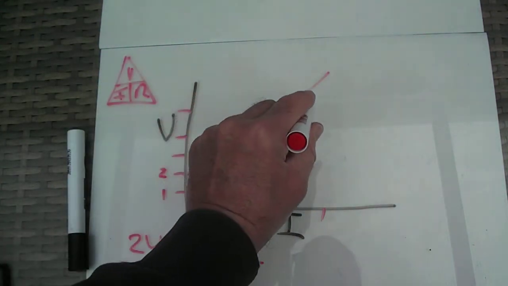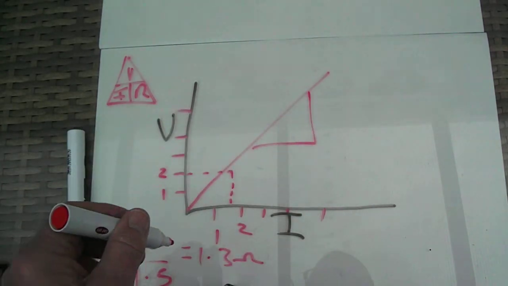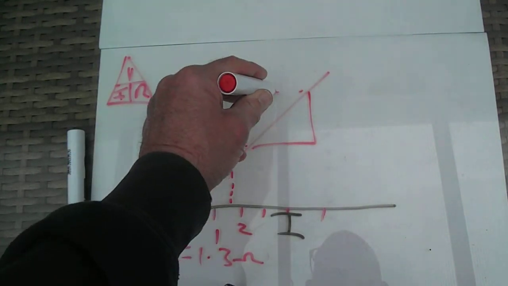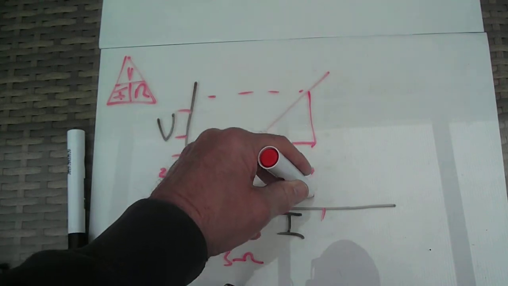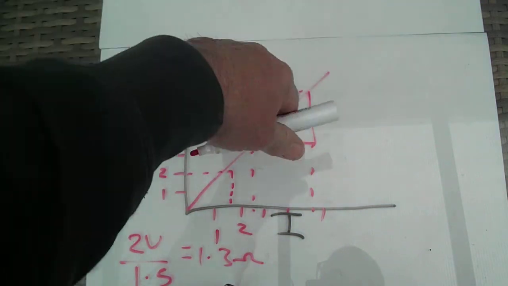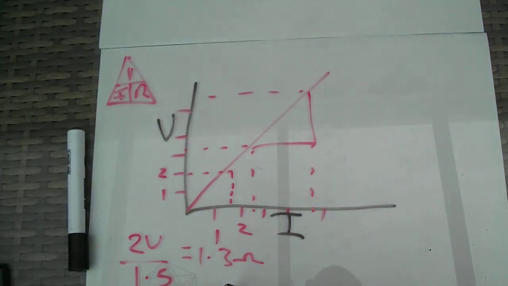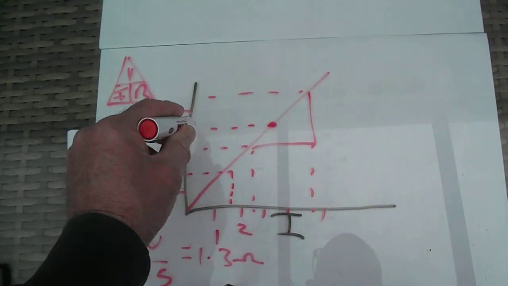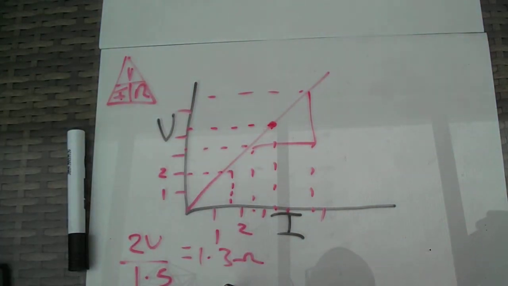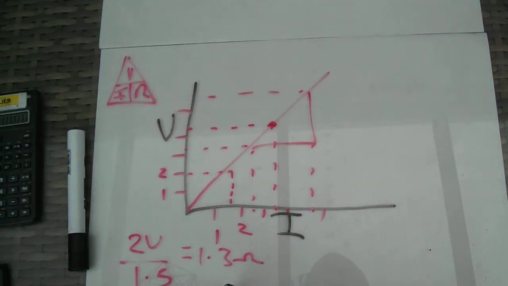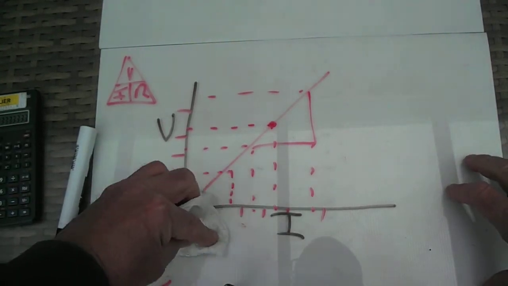Another way of doing it is to measure the gradient of the graph, and you can do that by taking one voltage away from another and one current away from another and measuring the rise over the length. However, it's far easier with these graphs just to pick a point anywhere on the graph, go along and work out V and I. And when you've got V and I off the graph, you can then work out the resistance.